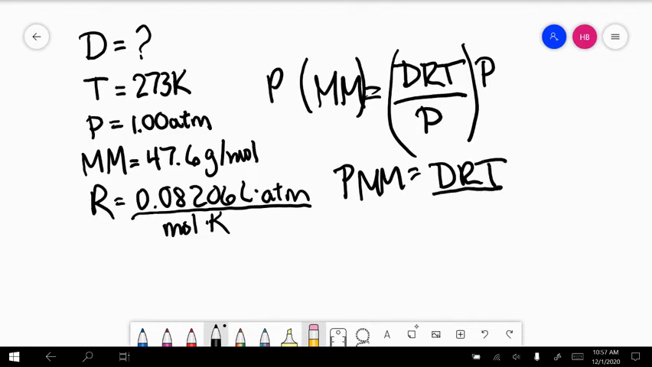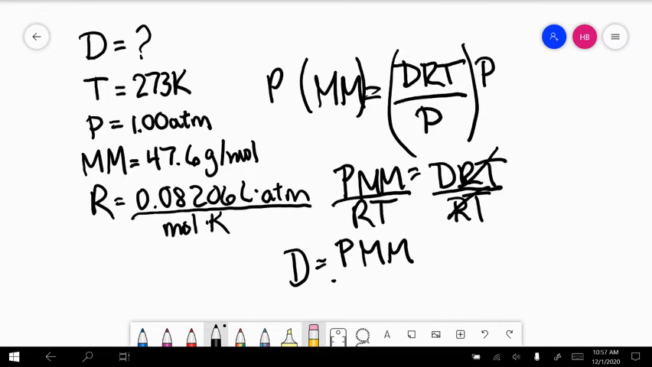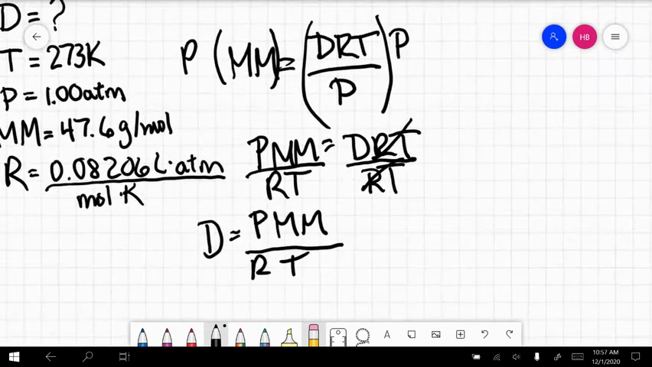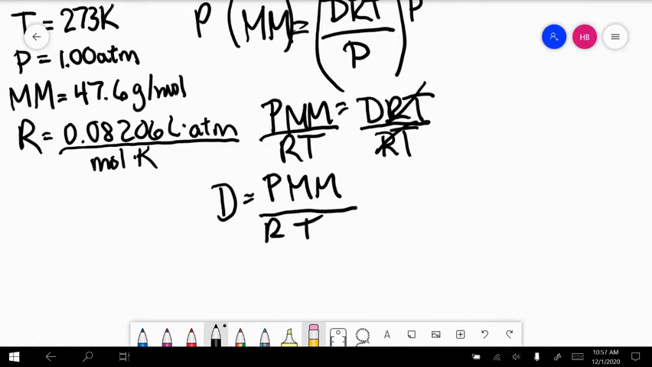And then we'll get density by itself by moving R and T to the other side. So in this case, D equals P times the molar mass over RT. Let's start plugging in now. I'm going to put the pressure on the top of 1 atmosphere. I always use my units when I'm doing this so that I make sure that I'm not making mistakes.